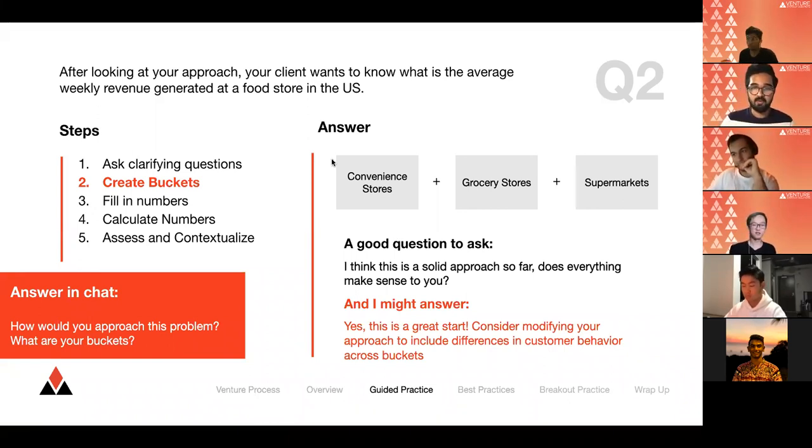Online food stores, very important during COVID. Income demographics, age group. Age group is interesting. Chains and local stores, geography, price point, bougie versus cheap. Yeah, that's a great one.